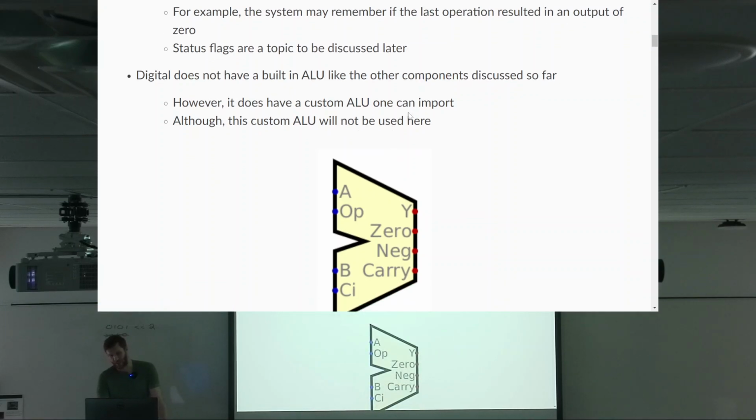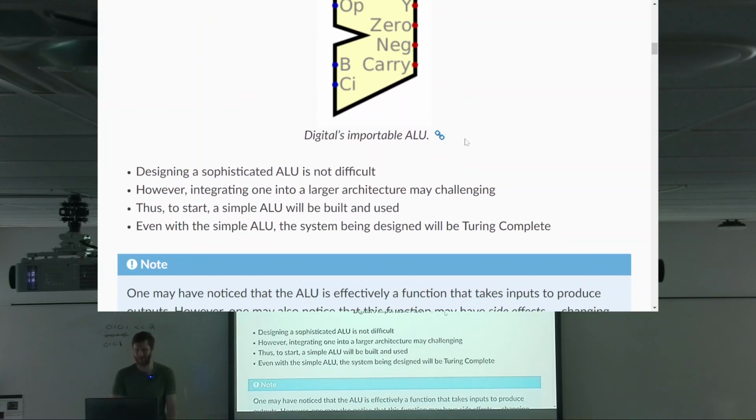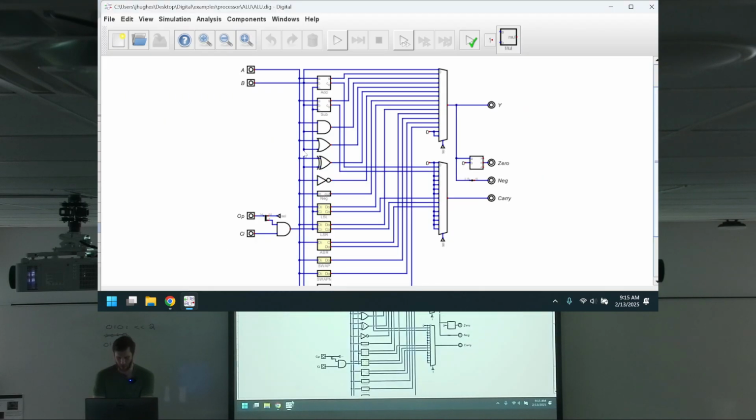Digital does not have a built-in ALU like the other components. However, it does have a custom ALU you can import. This ALU will not be used. We're not using this one. We've got a simpler one. But the general idea, as I just showed you, is remarkably straightforward.